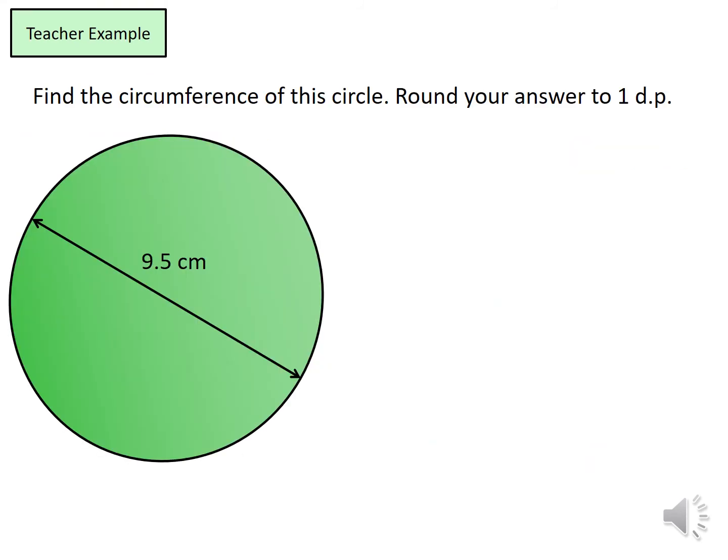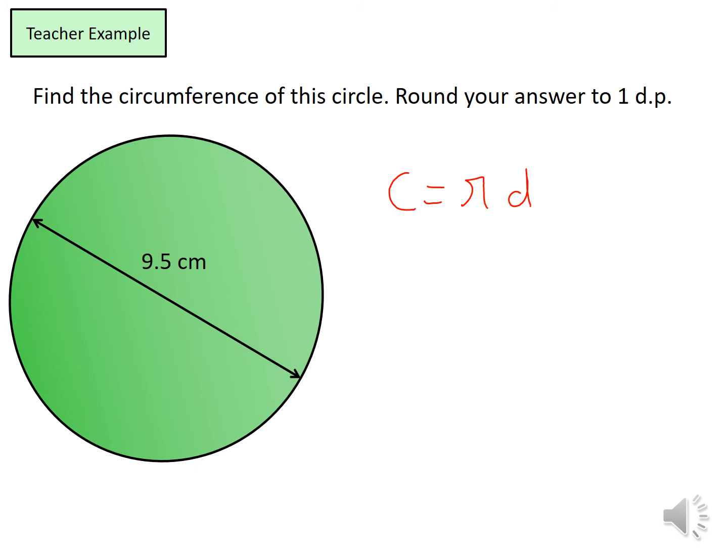So here's an example of finding the circumference of this circle. Round your answer to 1 decimal place. Look at the circle first. What is given to us? What is given to us is the diameter. So I can use the first equation, which was circumference equals pi times the diameter.